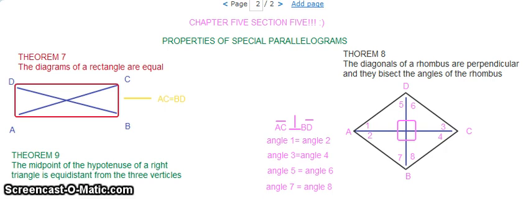Theorem 9. The midpoint of the hypotenuse of a right triangle is equidistant from the three vertices.